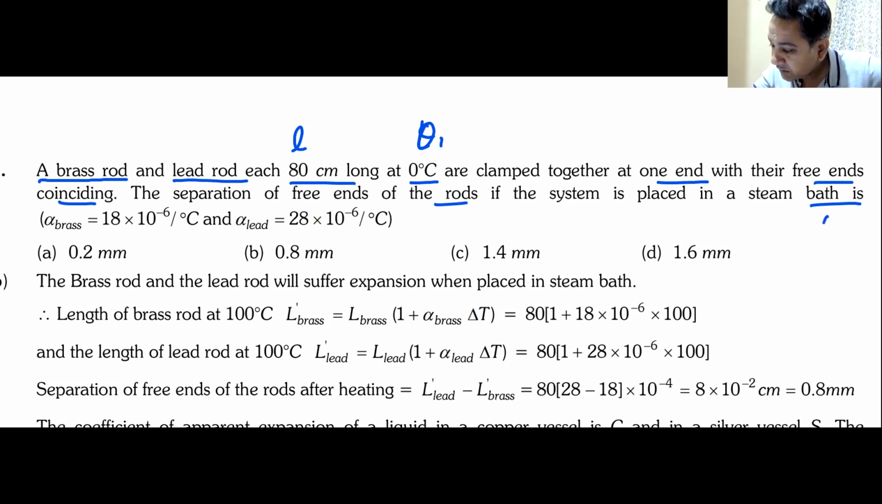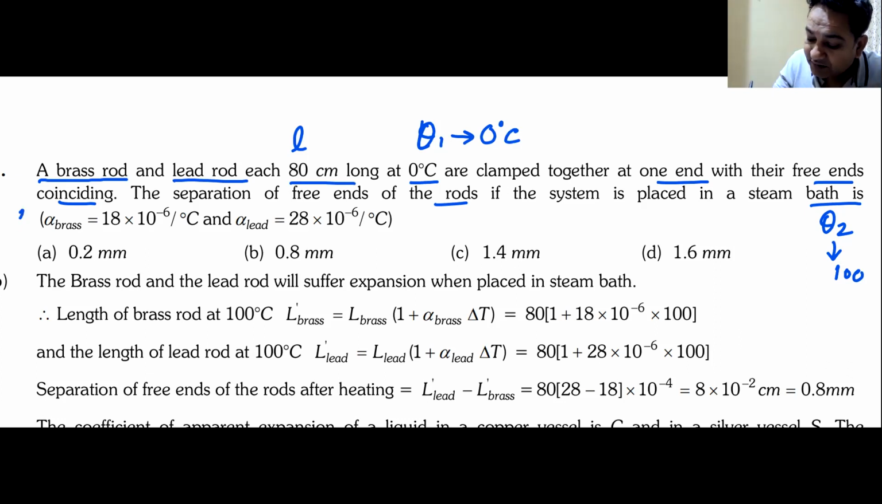So I can call this as θ2. This θ2 is actually 100. This θ1 is actually 0 degrees Celsius. Length is given as L. Alpha brass can be called as alpha1. Alpha lead can be called as alpha2. As you can see, lead will expand more and brass will expand less. What will be the difference in the separation of the free ends?